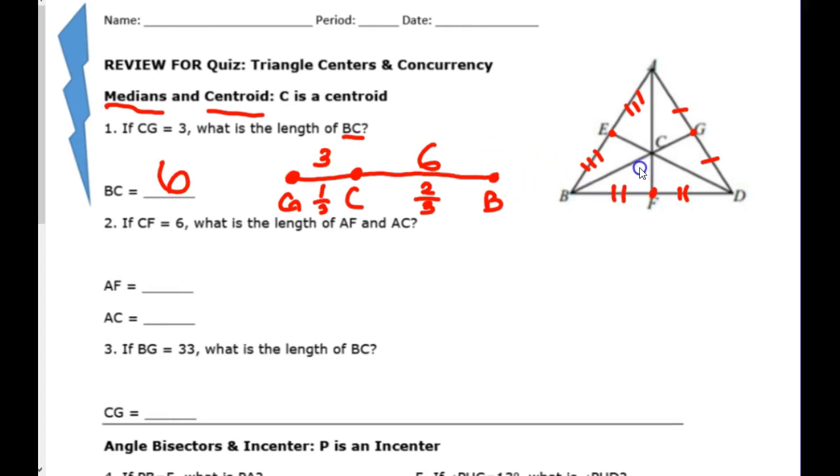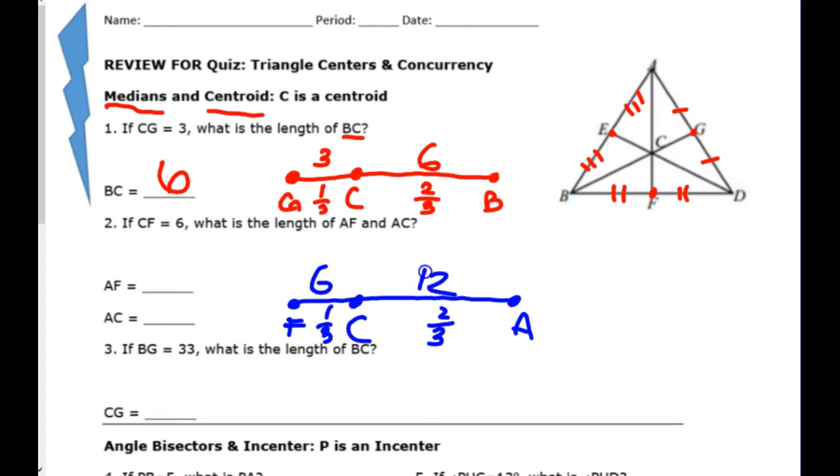If CF equals 6, okay, so CF is from here to here. What is the length of AF and AC? So CF equals 6. Let's go ahead and draw a picture again. So the small part is F, C, and A. So CF is 6. So once again, I'm given the small part. What is the length of AF and AC? Now we know we can get the AC easily, just like the one we just did. To get from the 1/3 part to the 2/3 part, we're just going to go from small to big. We're going to multiply by 2. So that means AC is going to be 12.